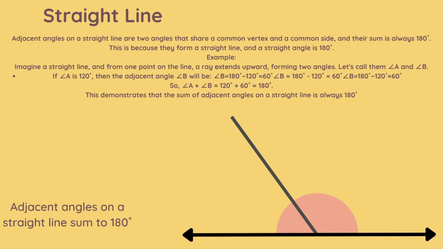Example. Imagine a straight line, and from one point on the line, a ray extends upward, forming two angles. Let's call them angle A and angle B. If angle A is 120 degrees, then the adjacent angle B equals 180 minus 120 equals 60. So angle A plus angle B equals 120 degrees plus 60 degrees equals 180 degrees. This demonstrates that the sum of adjacent angles on a straight line is always 180 degrees.